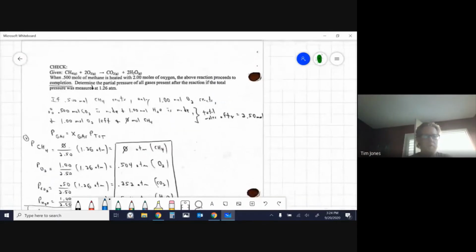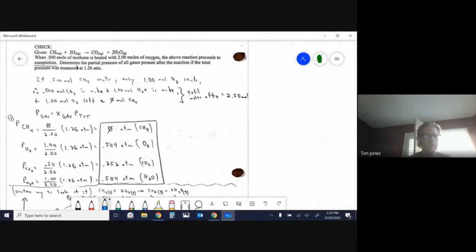Now this next problem brings up a couple of things. First thing, they gave the reaction. When 0.5 moles of methane is heated, 2 moles of oxygen, the above reaction proceeds to completion. So all that's doing is emphasizing, don't worry about equilibrium, which we have not really done yet. That means it just goes forwards, like combustion reactions usually do. Determine the partial pressure of all gases present after the reaction if the total pressure was measured at 1.26.